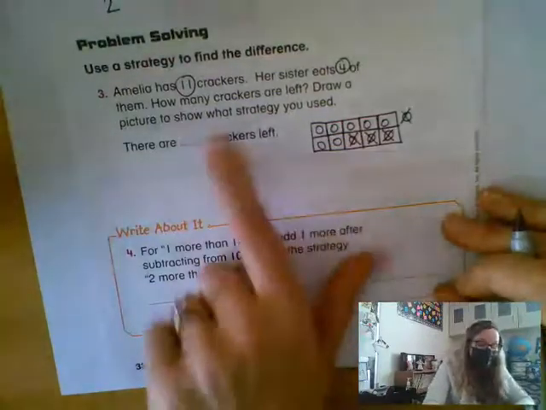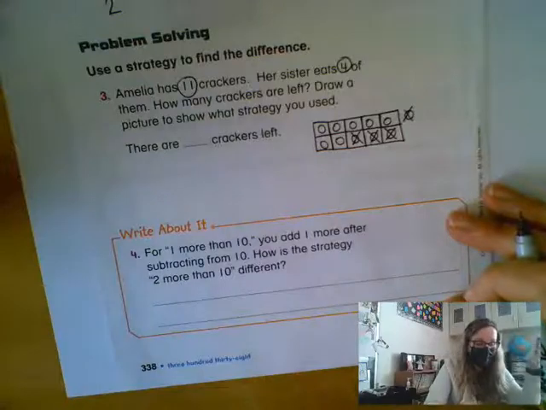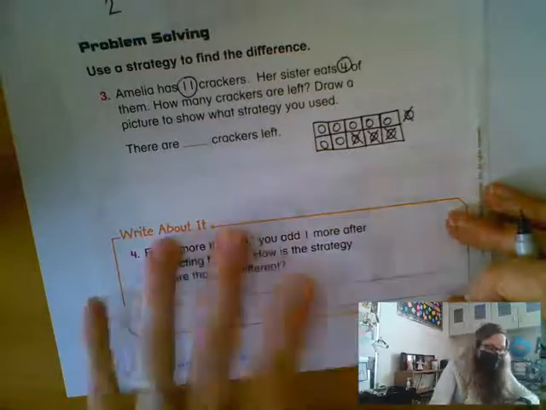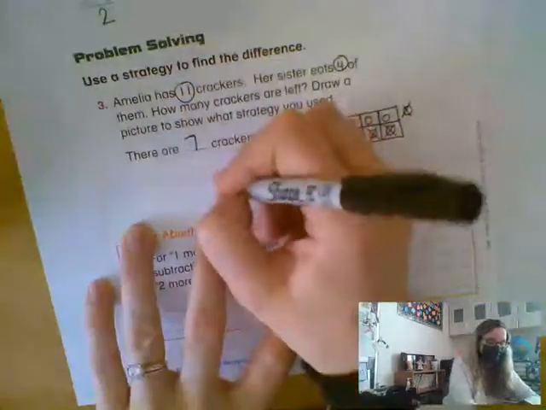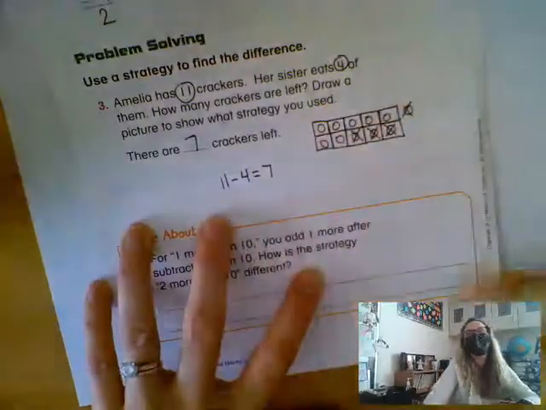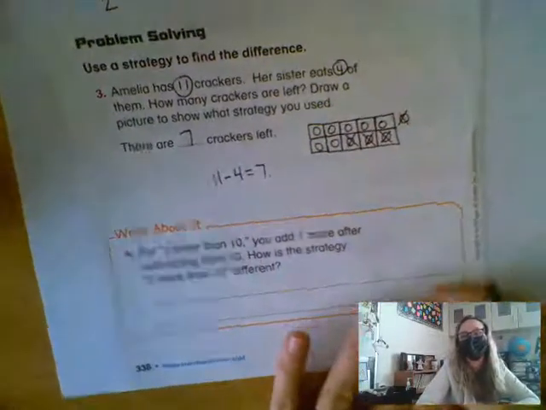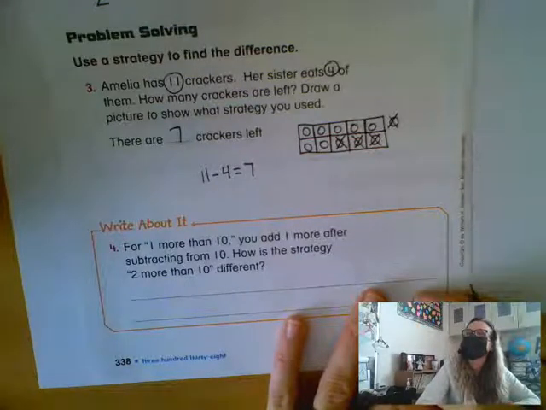So then, Emily, you ate 4 of Amelia's crackers. So, Amelia, how many crackers do you have left? 7. So, Amelia's 11 crackers take away the 4 that Emily ate. Oh, good, Amelia. You still have 7 left. That's a lot of crackers. That is her number, 7.